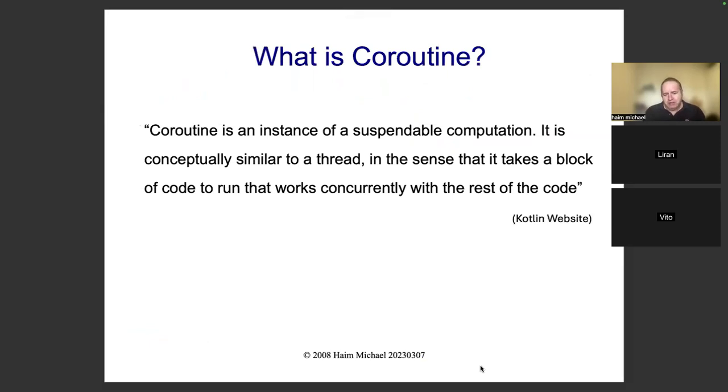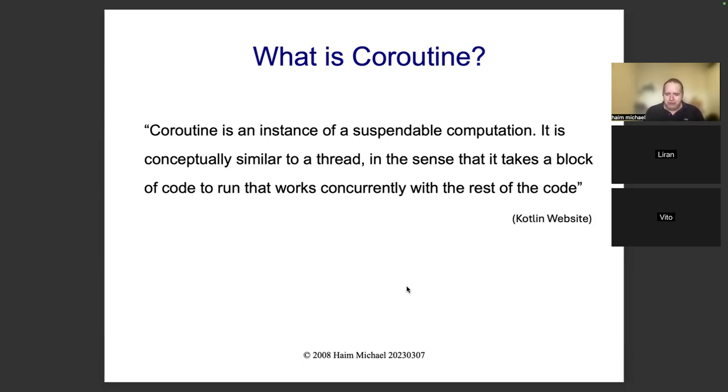What is a coroutine? What you can find on the Kotlin website is what you see over here, a definition that we can agree with, we can adopt. It is a great definition. Coroutine is an instance of a suspendable computation. So stick to the two words, suspendable computation. It is conceptually similar to a thread in the sense that it takes a block of code to run that works concurrently with the rest of the code.